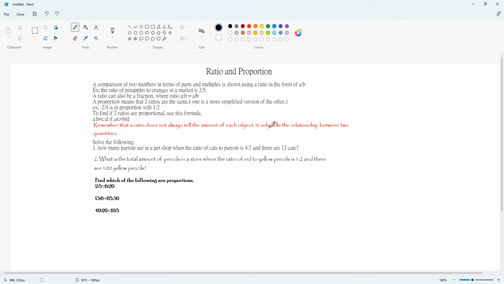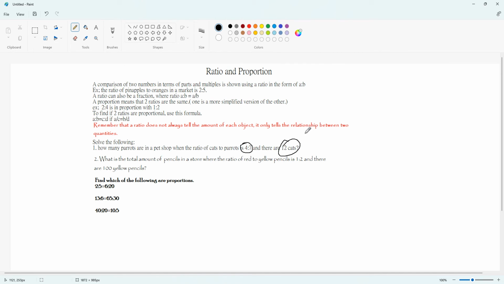So now let's take our... We have a bunch of information given here. We have: how many parrots are in a pet shop when the ratio of cats to parrots is 4:7, and there are 12 cats. Now we've been given some information. Let's circle some information. So we know that the ratio of cats to parrots is 4:7, and we know that there are 12 cats.